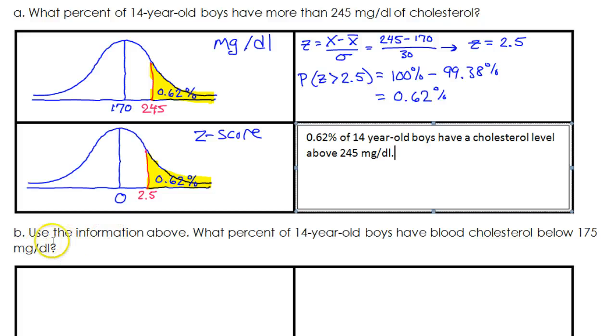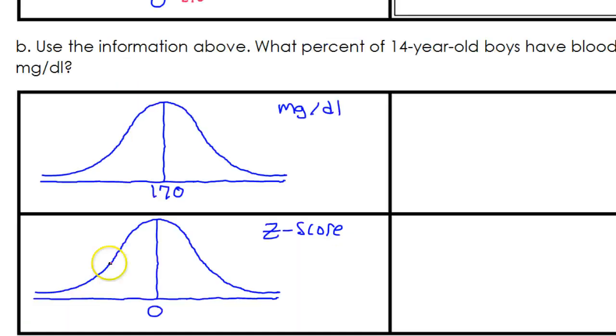Alright, let's look at the next problem. Use the information above. What percent of 14-year-old boys have blood cholesterol below 175 milligrams per deciliter? Below 175. Alright, so let's get these two pictures going again. Once again, the first one is for our cholesterol, straight milligrams per deciliter. Our second graph is for the z-score version.